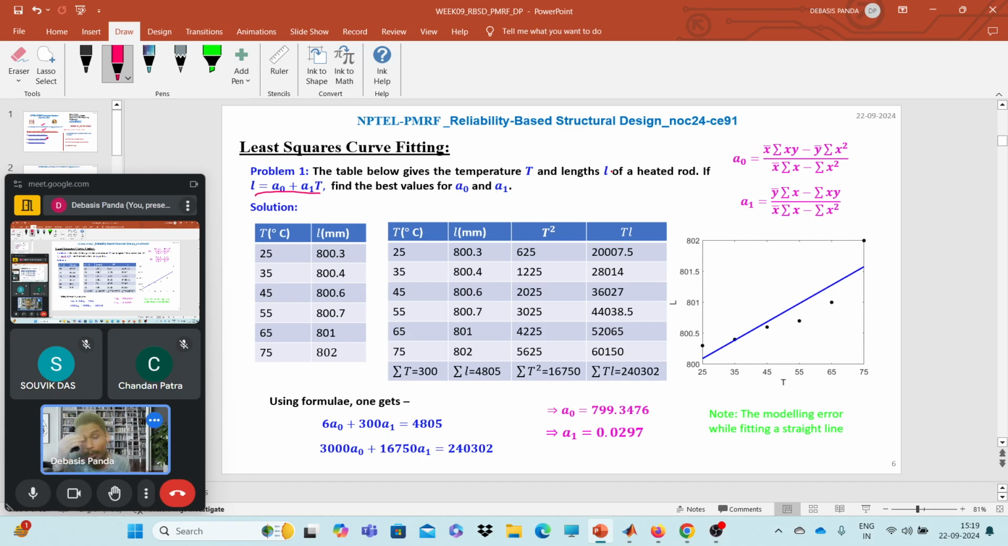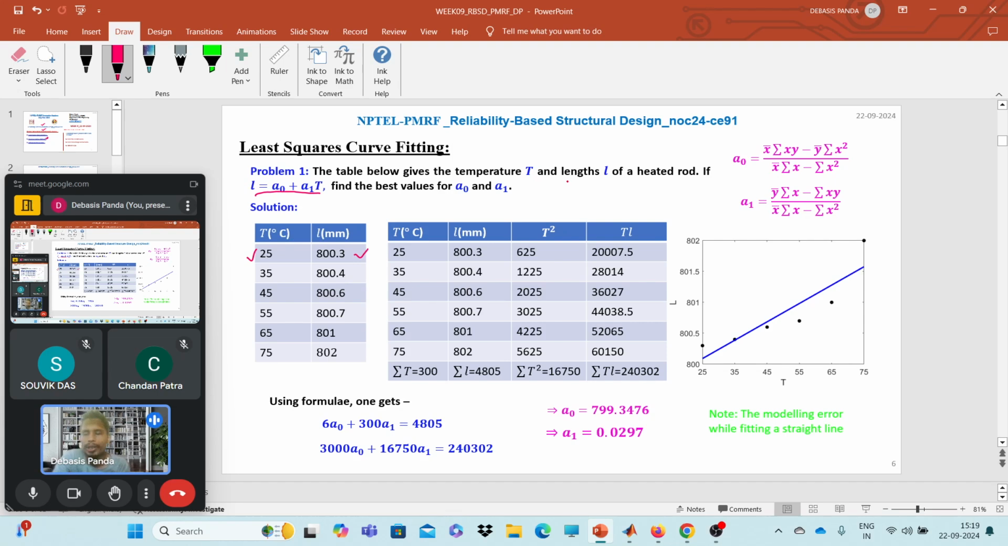So what we can do, so we have these data sets. With respect to temperature, the increase of length are recorded. So we have this data set. Now, what do we need to perform? First, we wish to fit this linear model to this data set. So what do we need to do?